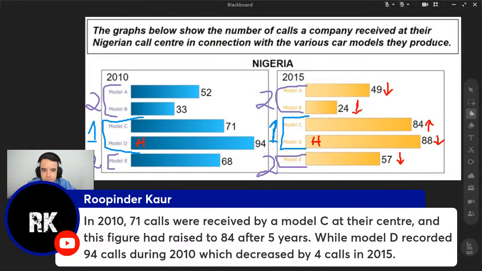Okay, Rupinder. In 2010, 71 calls were received. So not by, so the person who makes the phone call. So if I call you, the call is made by me.